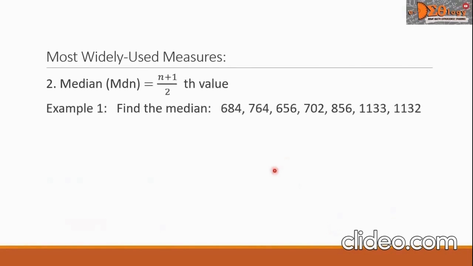Let us see some examples. Example 1. Find the median of these values: 684, 764, 656, 702, 856, 1133, and the last is 1132.